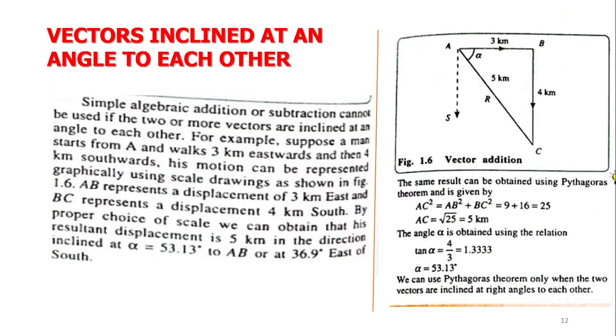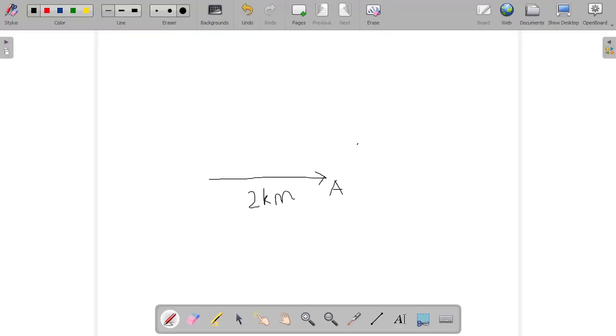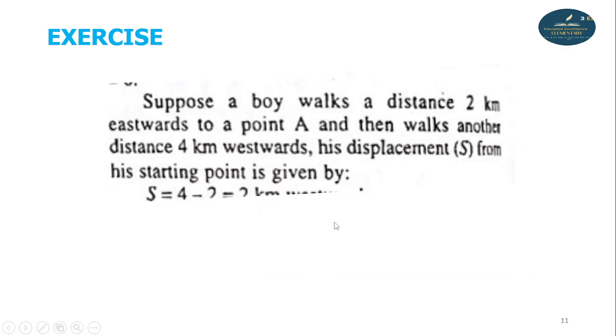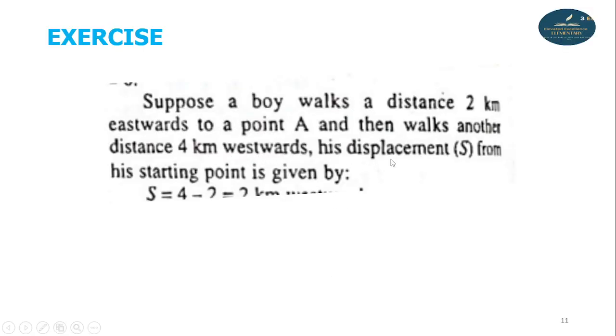Looking at this here, the boy then walks another distance 4 kilometers westwards, which is 4. So this should be longer than the first, so we need to obey that rule. Let's erase this a little bit. The 4 kilometers should be longer than that. So, 4 kilometers westwards.